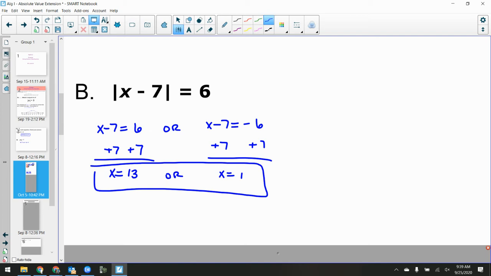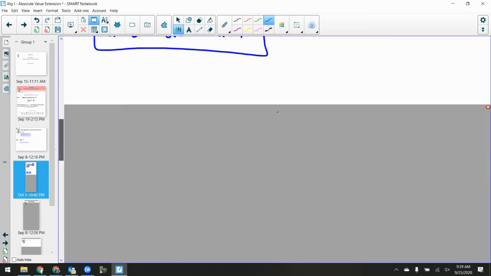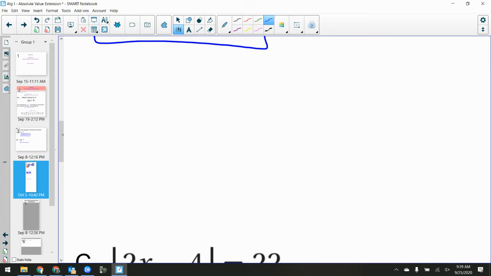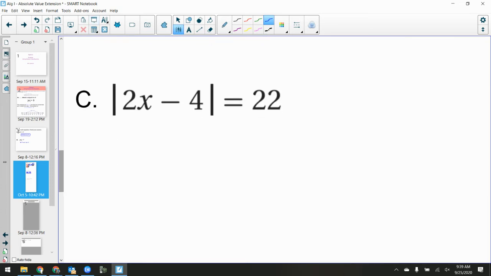Don't trust me? Plug it back in. 13 minus 7 is 6. 1 minus 7 is negative 6. And then the absolute value would turn to positive 6. Yeah. Is that right for us? That's right. Okay, do that one now.